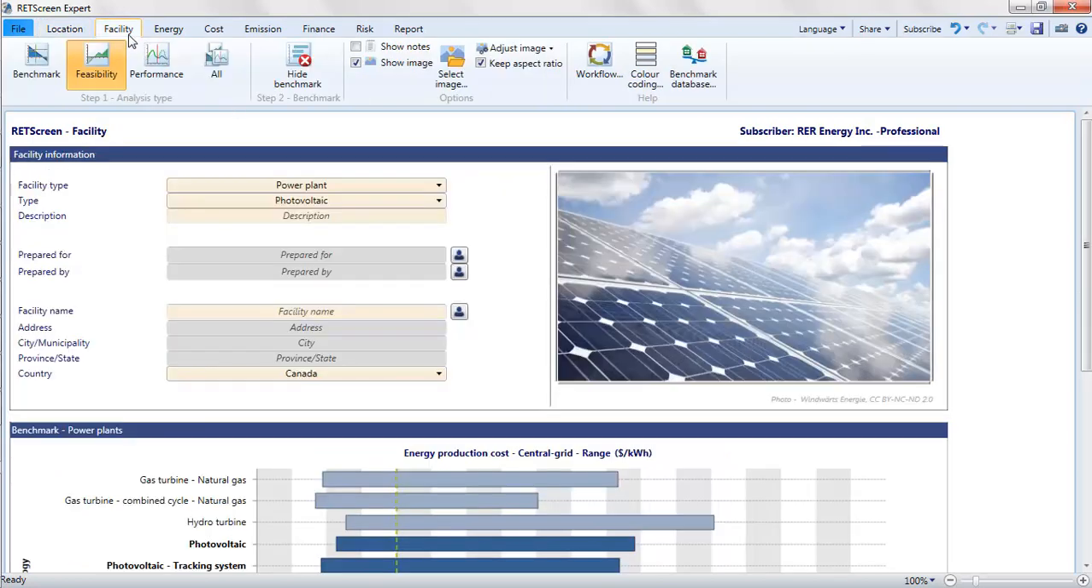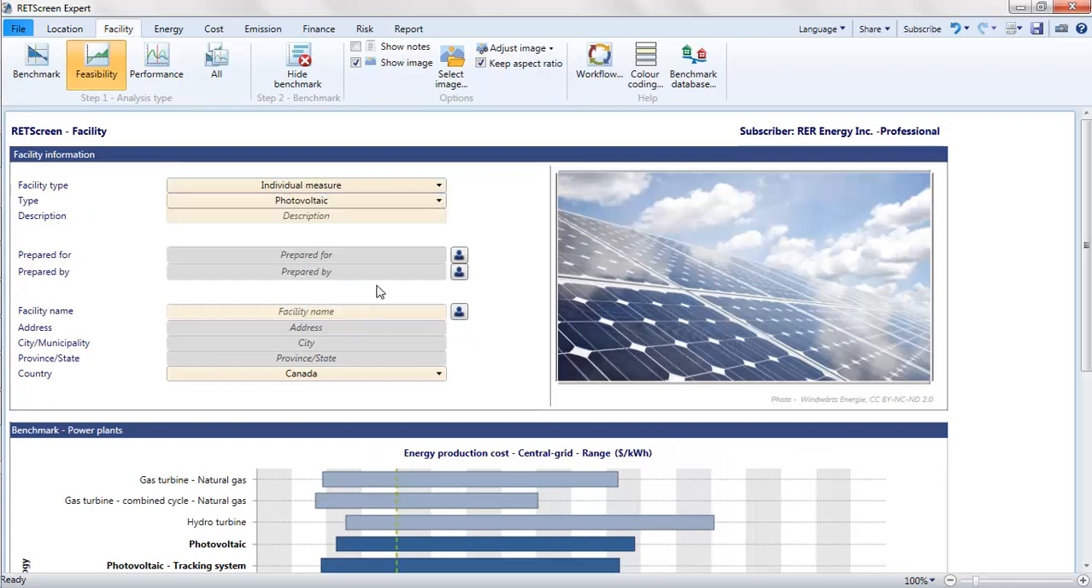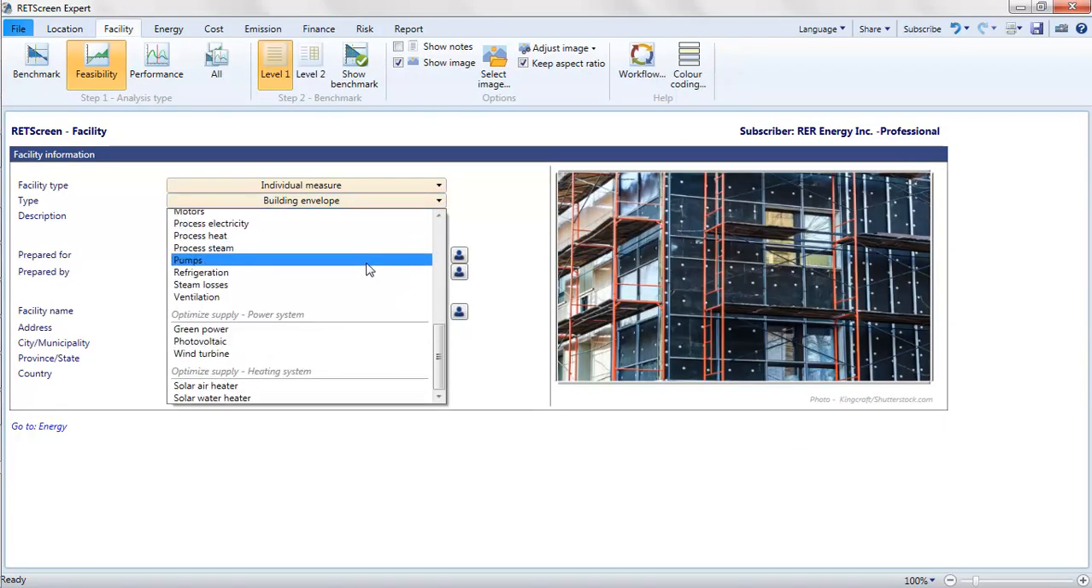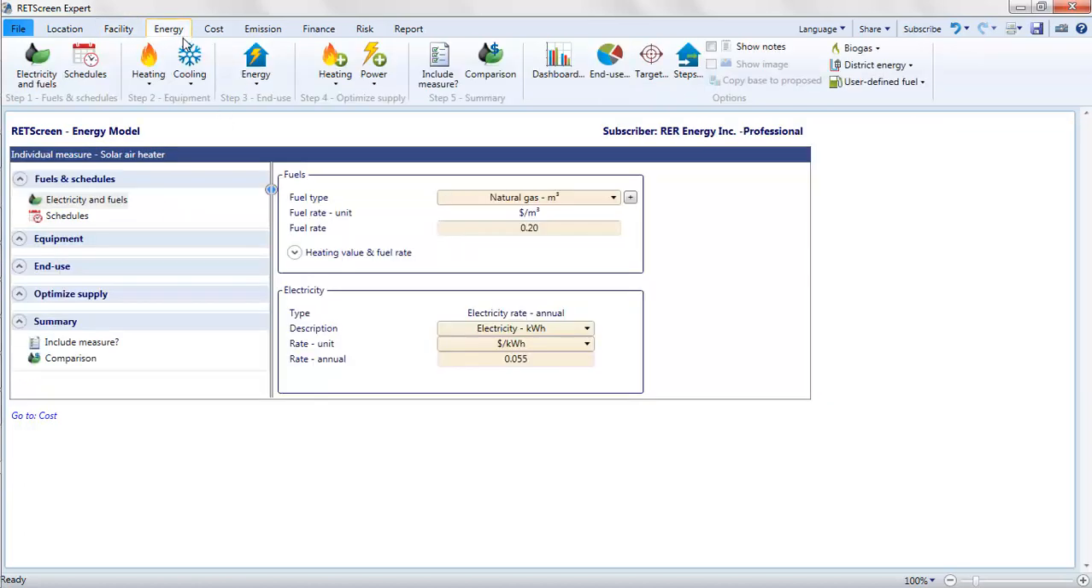On the facility page, I'll need to select for the facility type individual measure and for the type solar air heater. On the energy page, I've already selected natural gas as a fuel and put in the price, and electricity is also available for this analysis should we need it for the fans.